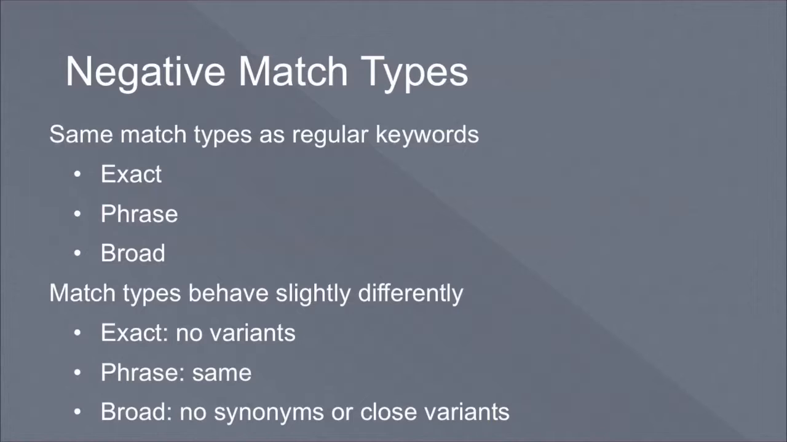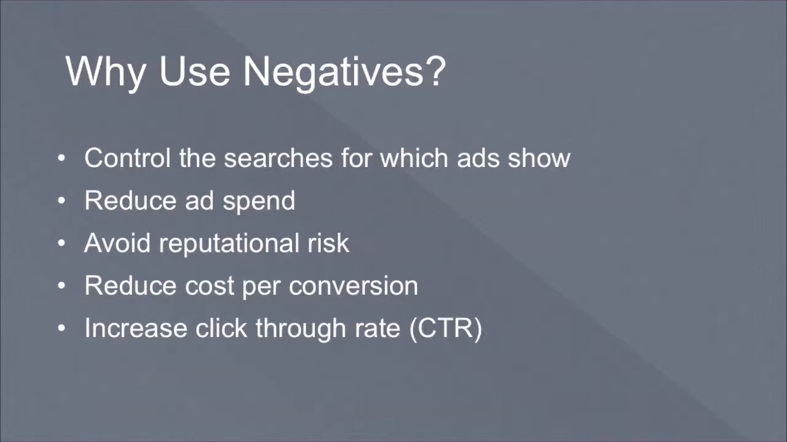Phrase works exactly the same as it did before. So it matches the phrase that's in the keyword. And broad, for a broad match keyword to be negative, all that it needs is the broad match keyword to be anywhere in the search phrase. It doesn't handle synonyms or close variants, it's just the word itself. So if worst, for example, was a keyword that you had on a negative broad match, anything that included the word worst would automatically be excluded. So that's how the differences are. They're subtle, but they matter.